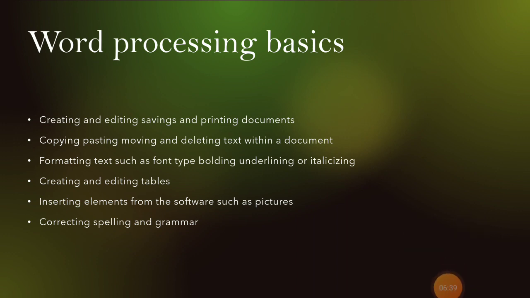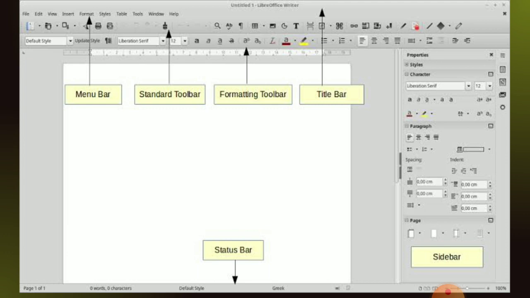So these are the basics of word processing. For making a complete document, you can use these features. When you open LibreOffice Writer, it looks like this. It is almost similar to Microsoft Word, but some features are different. But both are used for the same purpose, to make documents.